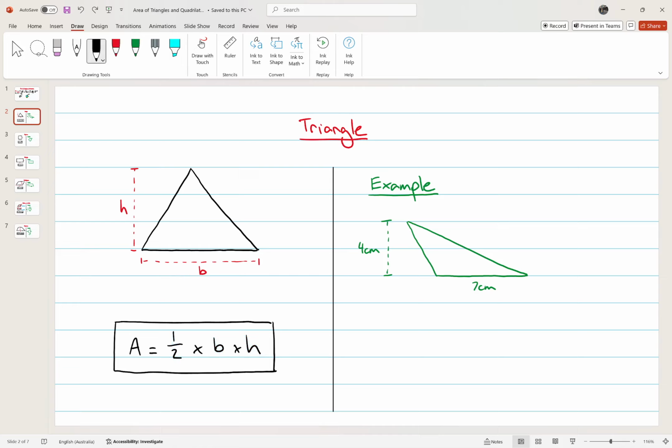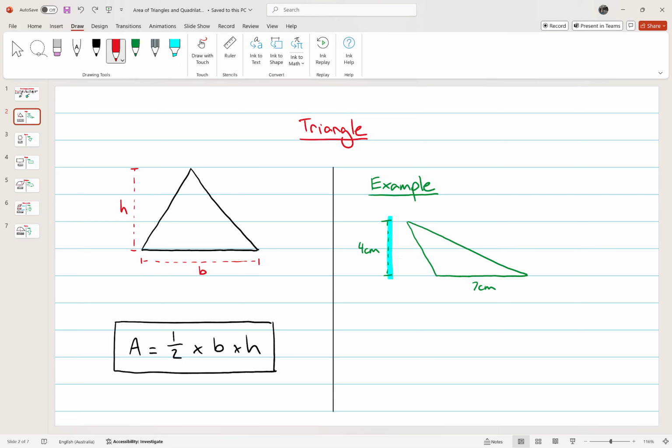So looking at this example that we have here, we see that the length of this side is 7 centimeters, and we're not told the length of that side, but we don't really need it. Instead, we're told that this height is 4 centimeters, and if we were to extend this across that line, we'd see that they are at a 90-degree angle, and that's all that really matters. The two lengths need to be at 90 degrees.